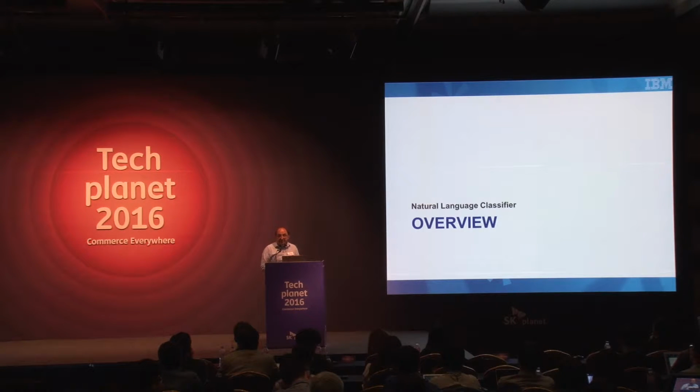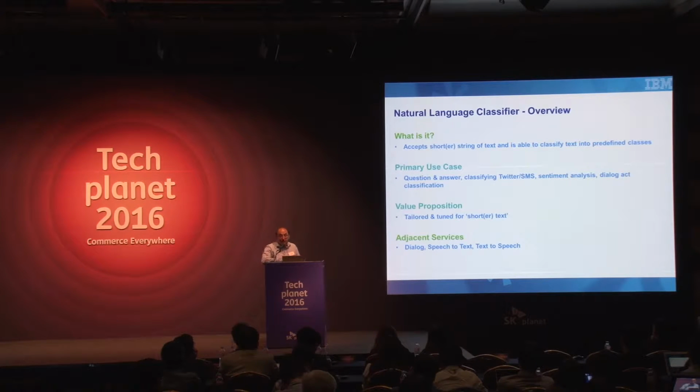So I'm going to spend some time on two specific cognitive services. The first one is the natural language classifier. Its primary use is to take a short piece of text, 10 to 15 words, and associate with it a class label. And this is particularly useful for question answering, as I will describe in a moment, but it can be used for other applications such as classifying Twitter messages, sentiment analysis, and what's called dialogue act classification.